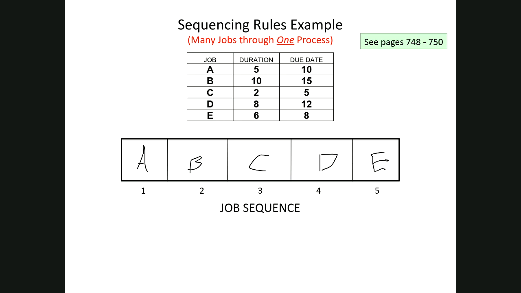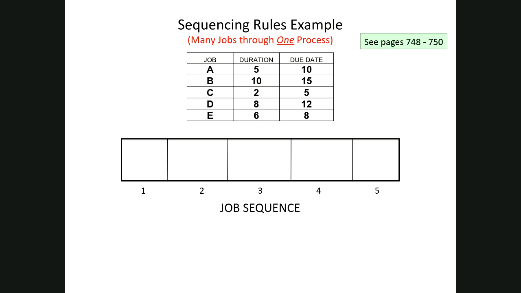So that's the question. How many job sequences are possible with 5 jobs? Hopefully, I want you to let you think about that for a minute. Well, some people may say 5 squared, but it turns out, if you think about this carefully, there are 5.